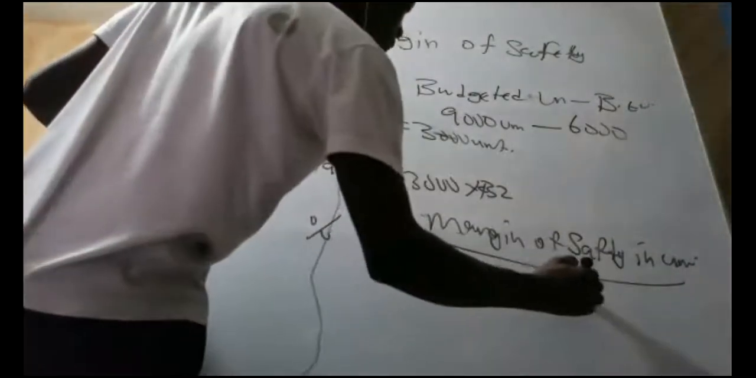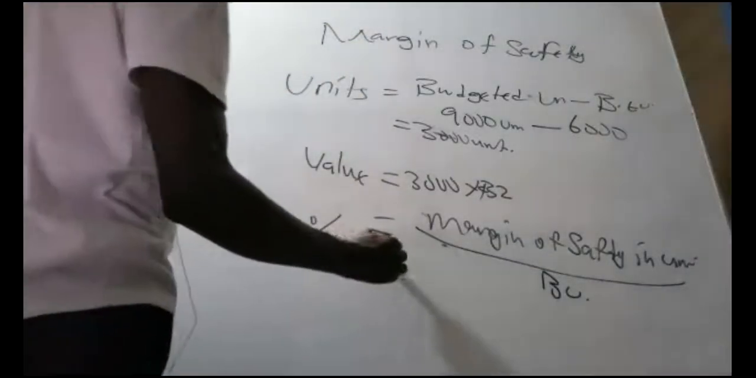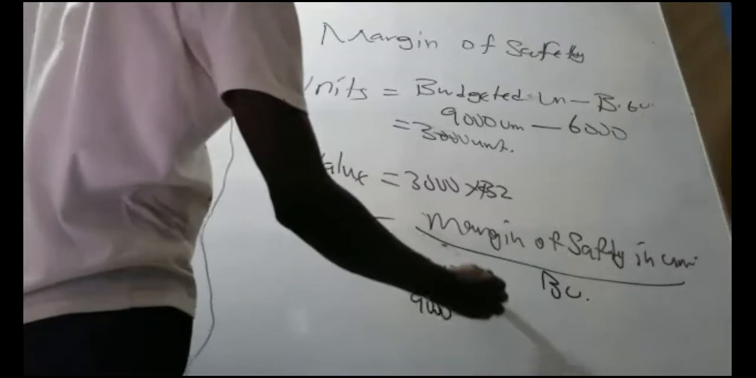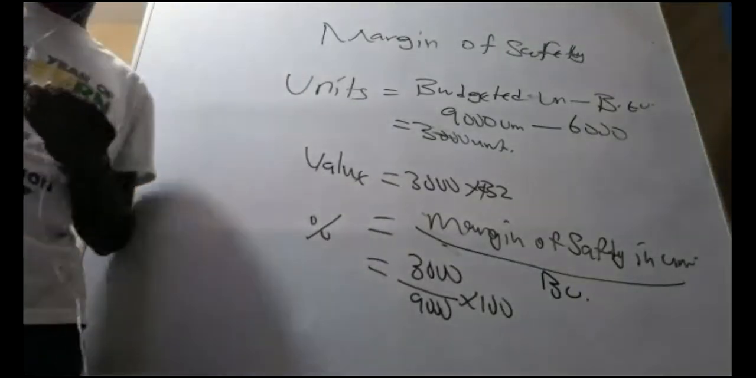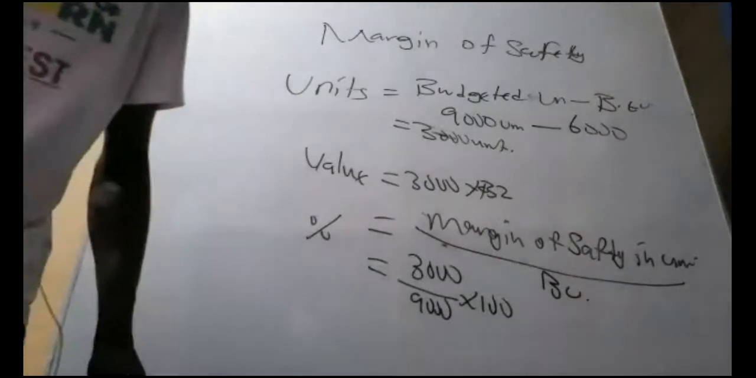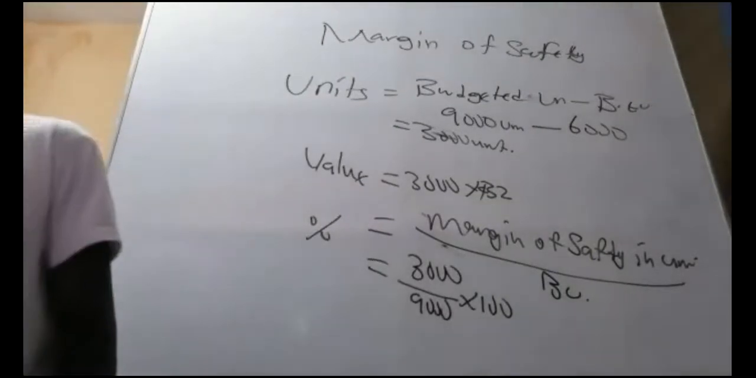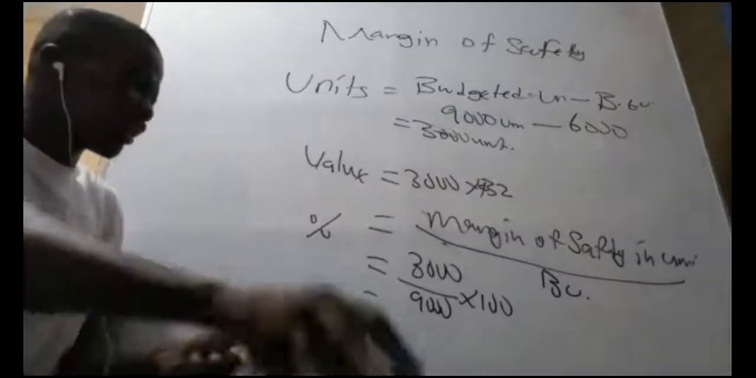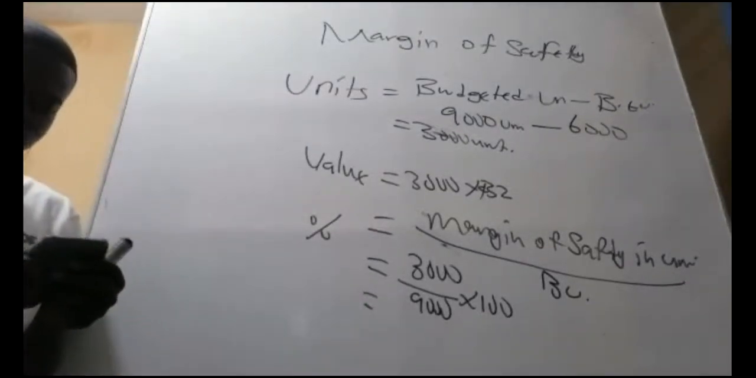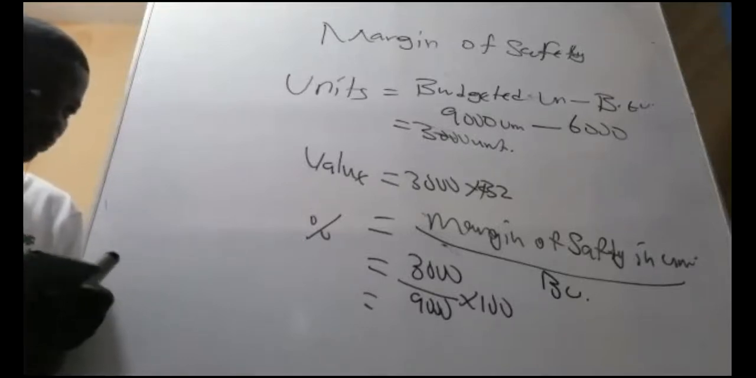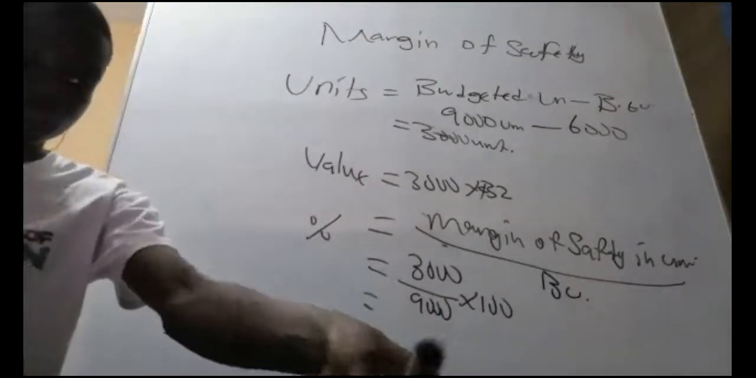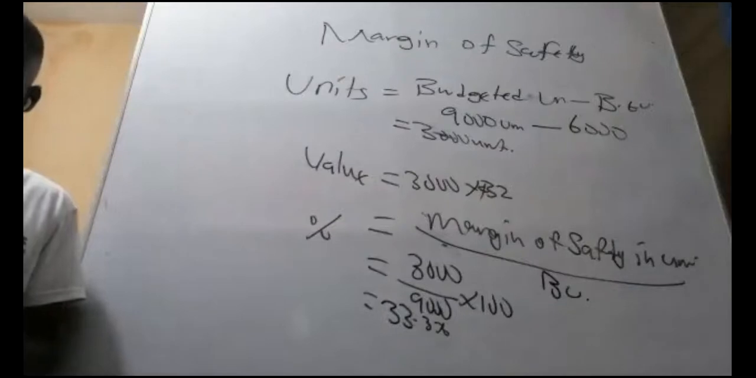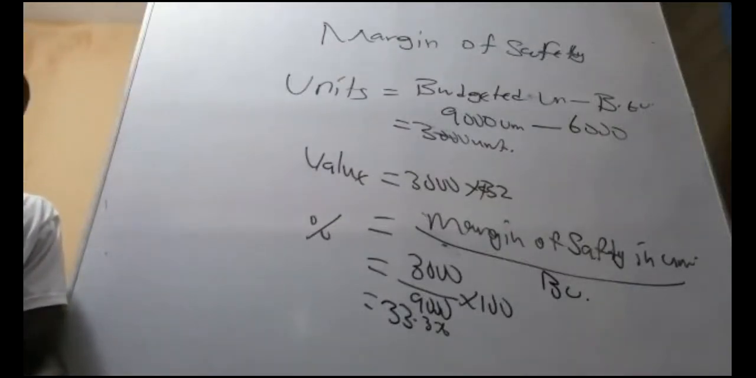All divided by the budgeted unit. All divided by the total. So that will be 3,000 divided by the budgeted 9,000 times 100. So that will give us 30% or so. We are done with the margin of safety. Okay, good. So the answer, let me see. 3/9, that's 100 divided by 3, 33% or so. That's 33 and 1/3, 33.3%. Okay, so I'm about to end the game.